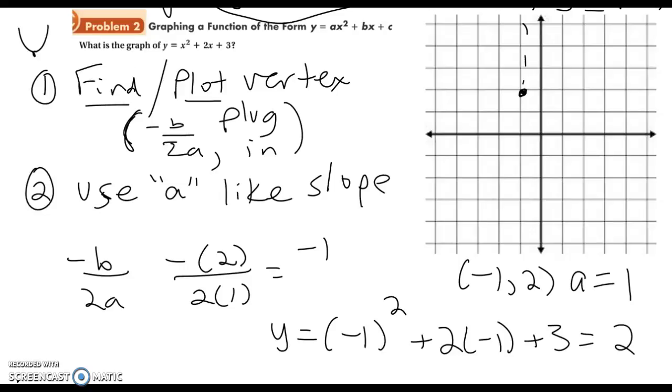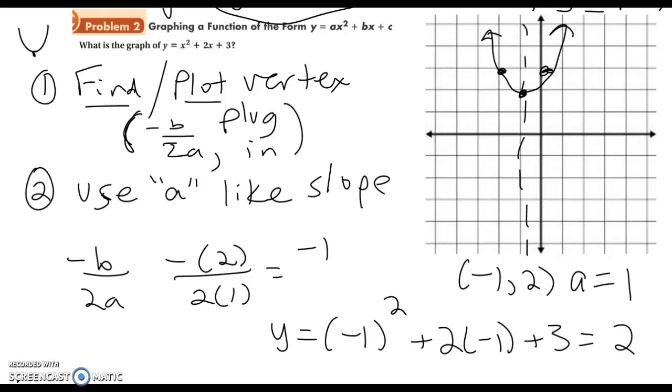As a reminder, the axis of symmetry will be the dotted line going through there. Use a like slope, so we'll go up 1, always go right 1. Up 1, over 1, and reflect that point. And then you can connect your dots in a nice U-shaped curve. Now be prepared to try some more in class.